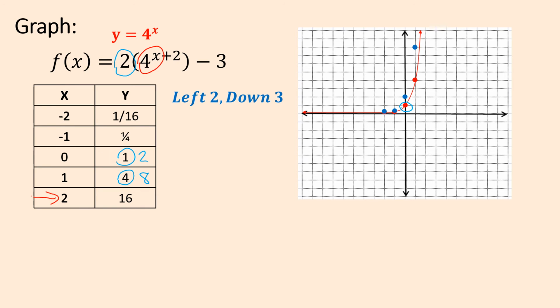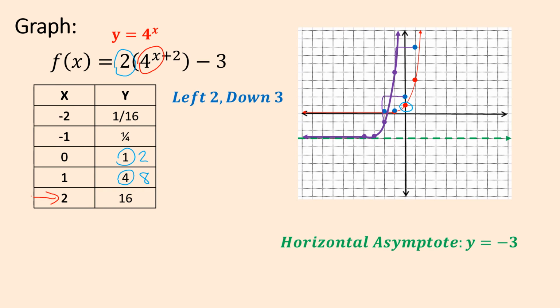Now we have this blue graph, and the blue graph is going to move left 2, down 3. So each of these points are going to be replaced with purple points, move left 2, down 3, left 2, down 3, etc., until you've moved all of them, and this is our final graph. We can see the asymptote there. It's going to be at y equals negative 3. That's the horizontal asymptote for the graph.